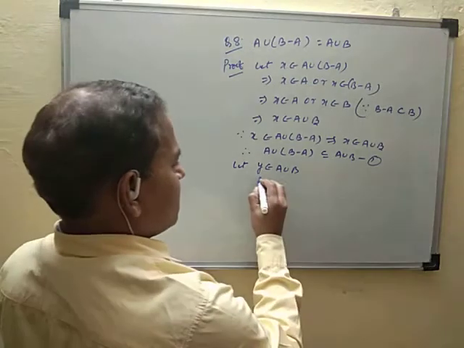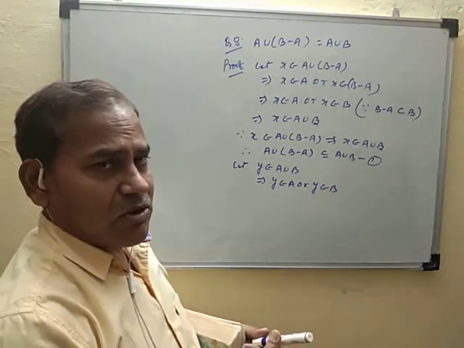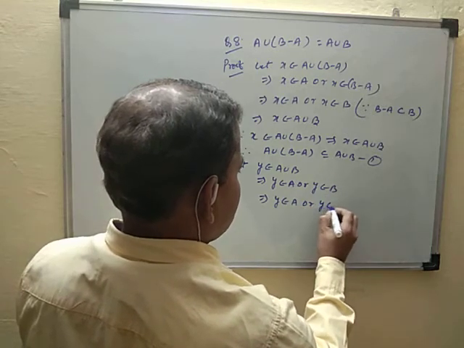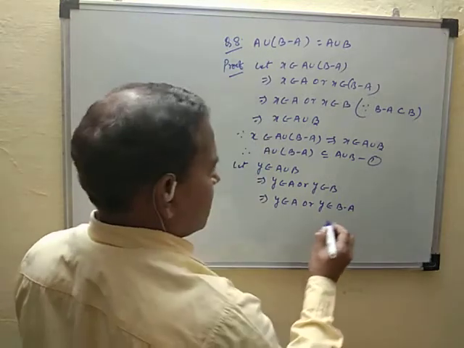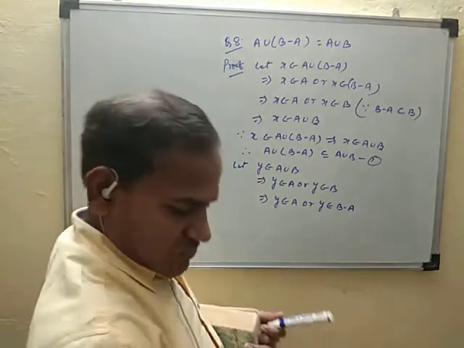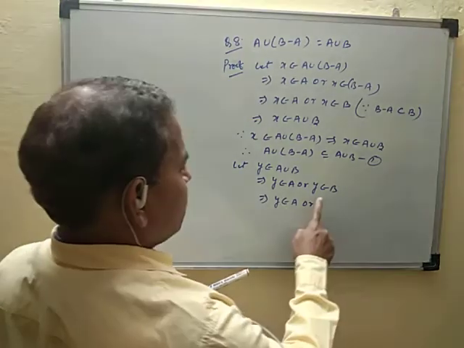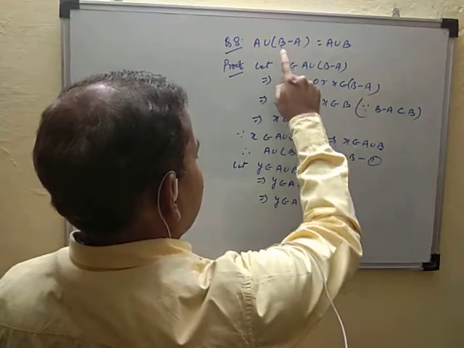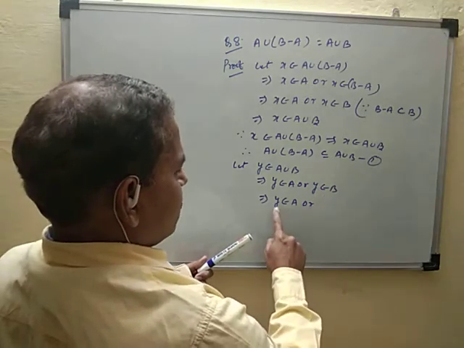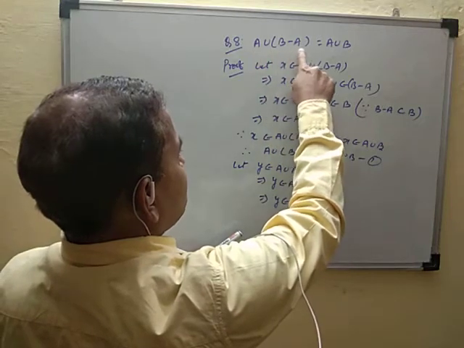So let Y belong to A union B. This implies Y belongs to A or Y belongs to B. This can be written as Y belongs to A or Y belongs to B minus A, because this can be written, or not, Y belongs to B. Here we prove that Y belongs to A or Y belongs to B. Now we show that element Y belongs to (A union B) minus A.